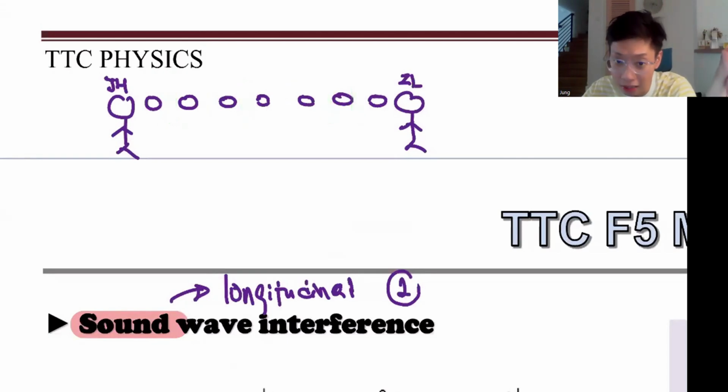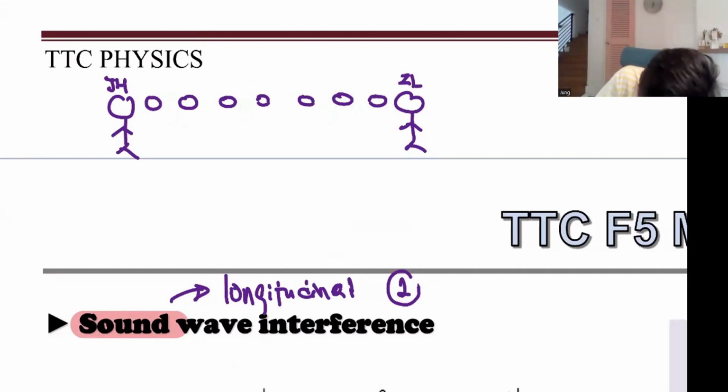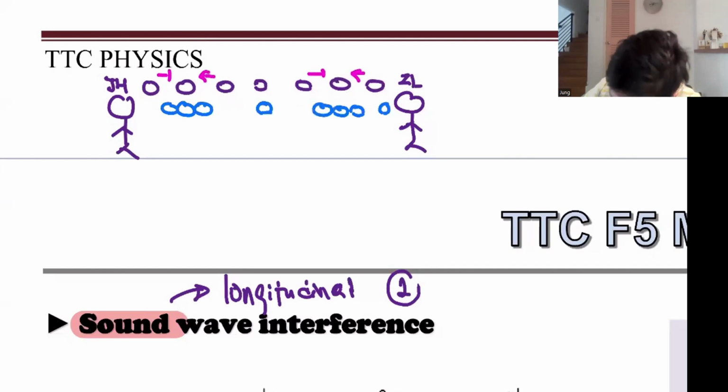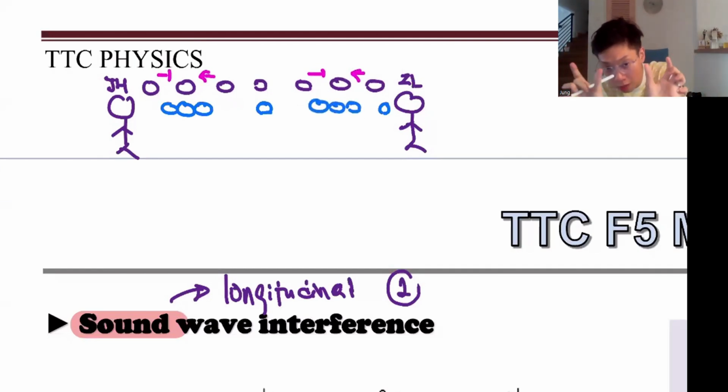But suddenly, when Jung Hao starts shouting, like, oi, Ziling. If I shout like that, what happens? The molecules will start to shuffle. Some molecules will come together, some molecules will come together. So what you will form here is something like this. These molecules will come together, this one solo, maybe these molecules come together, and then one more here solo. Now, you see that some of the molecules will become compact, one will be alone, then compact, then alone.